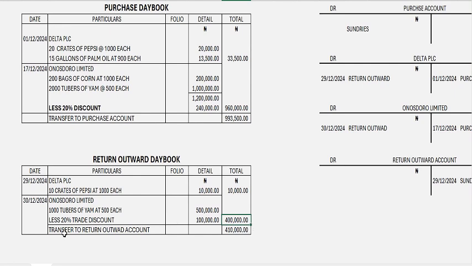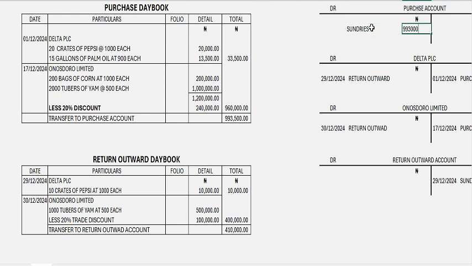This amount you are going to transfer to the return outward account in the ledger, and for the purchase account you're going to transfer now 3,500 naira to the purchase account. So let's do that now. Let's go to the purchase account here. Being that we are receiving the goods, we're going to debit the purchase account with this amount.